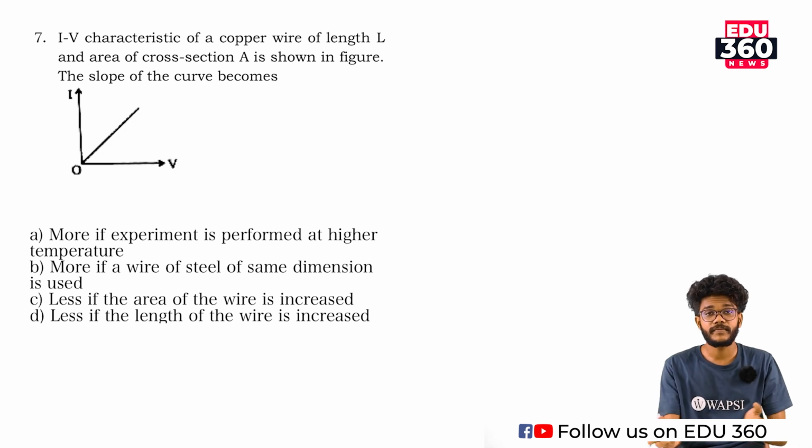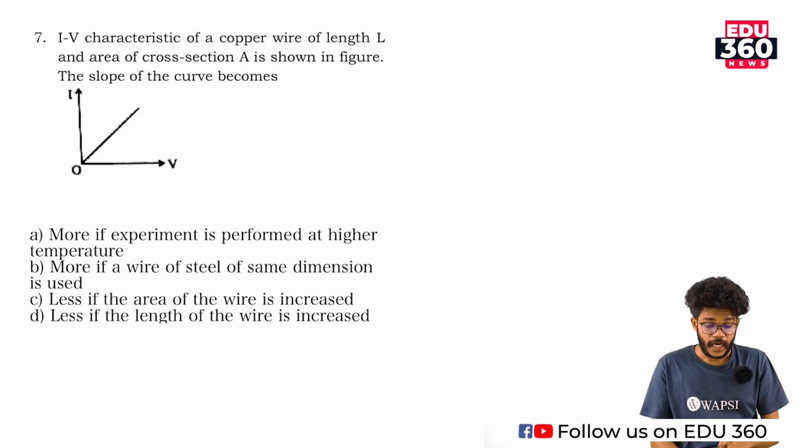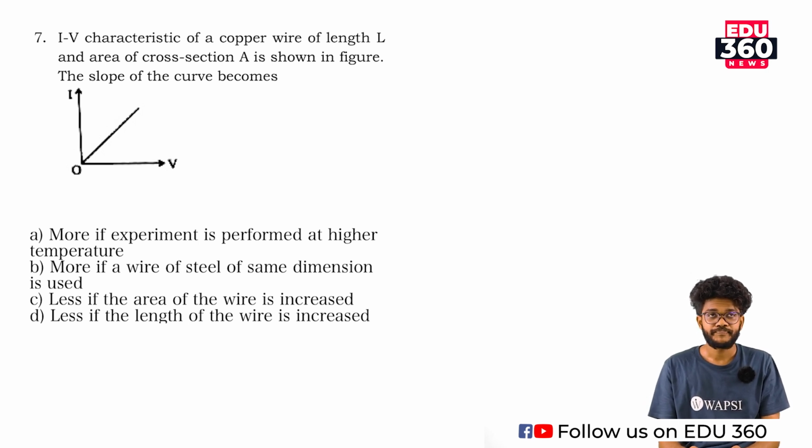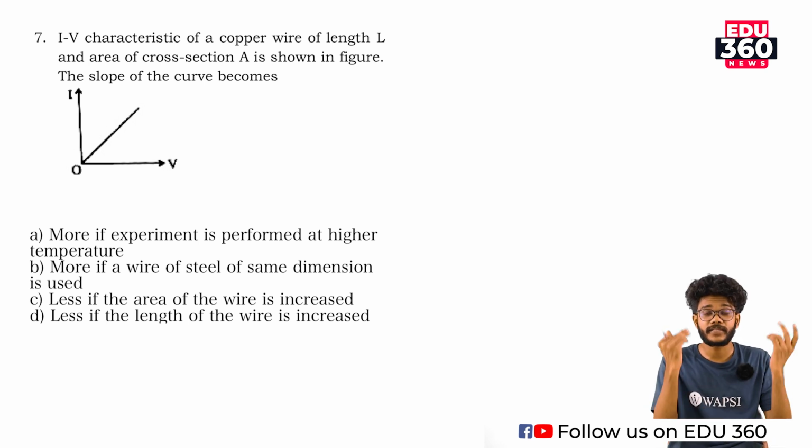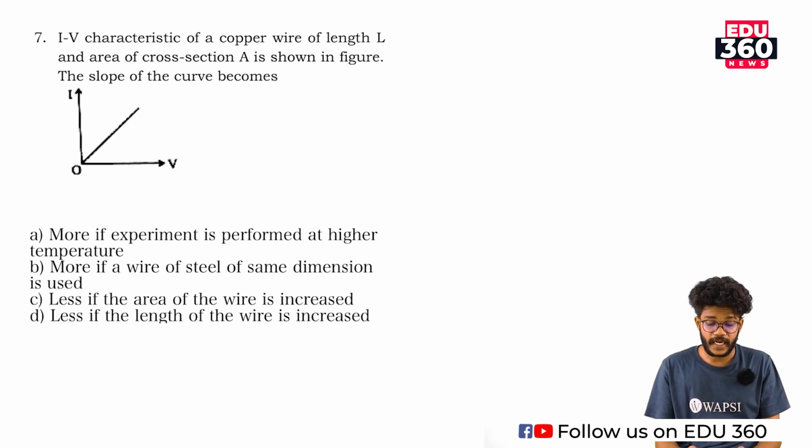Option B is focused on the type of material, and option C is less if the area of the wire is increased. Okay, that means the area of the wire is increased, so the slope gets increased? Option D, less if the length of the wire is increased. Actually we have to find the slope of this graph. What is slope? Slope is defined as change in y by change in x, dy by dx.